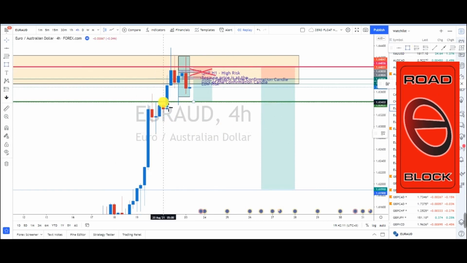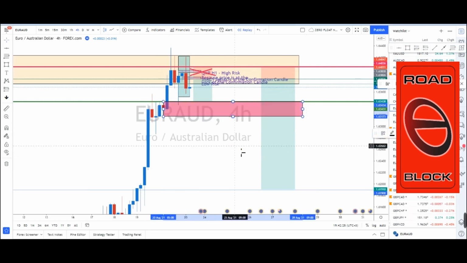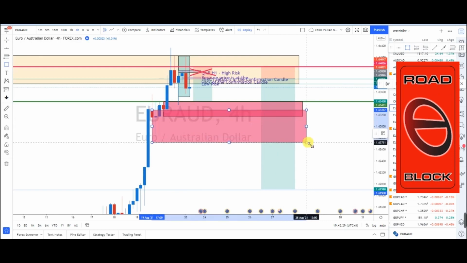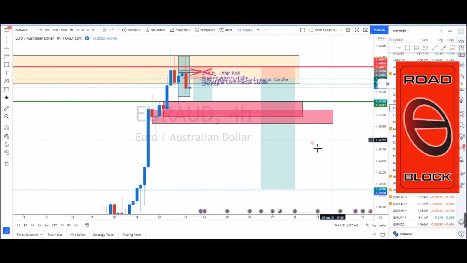So the first roadblock I can see here, this is the roadblock. What is this? This is the demand zone, so a roadblock for the seller. This demand zone is a rally-base-rally. So we're going to color this red as a roadblock. There's another roadblock here again. So we have 2 roadblocks in the H4.